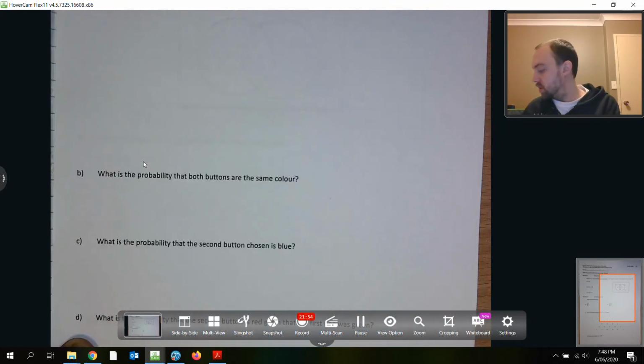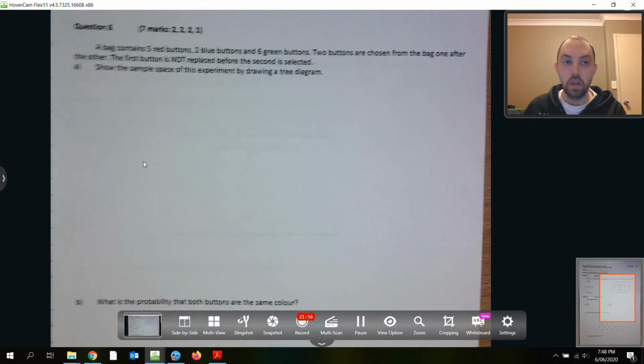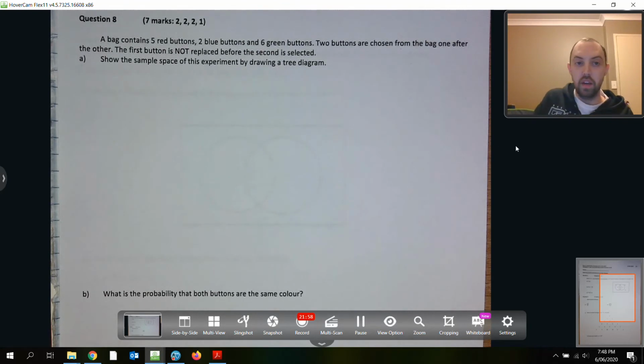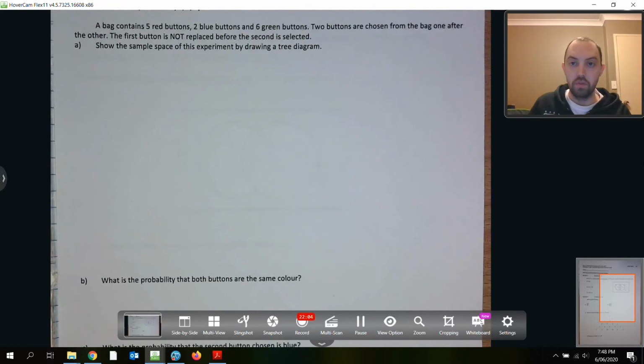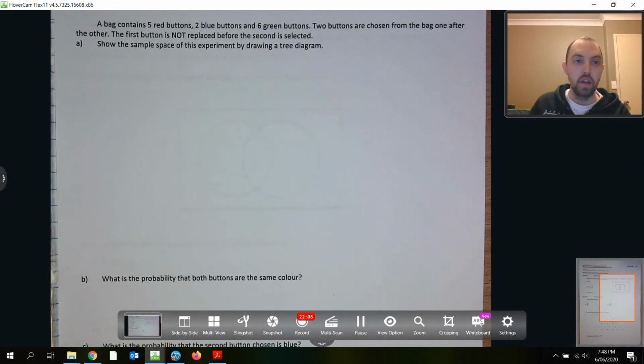Question 8. The bag contains 5 red buttons, 2 blue buttons, and 6 green buttons. 2 buttons are chosen from the bag, one after the other, and the first button is not replaced before the second one is selected. Part A. Show the sample space of this experiment by drawing a tree diagram.